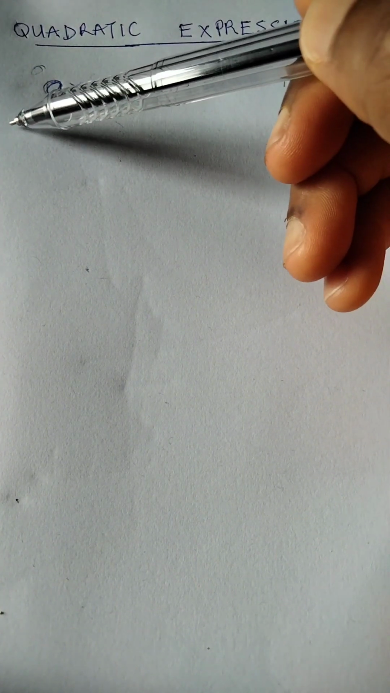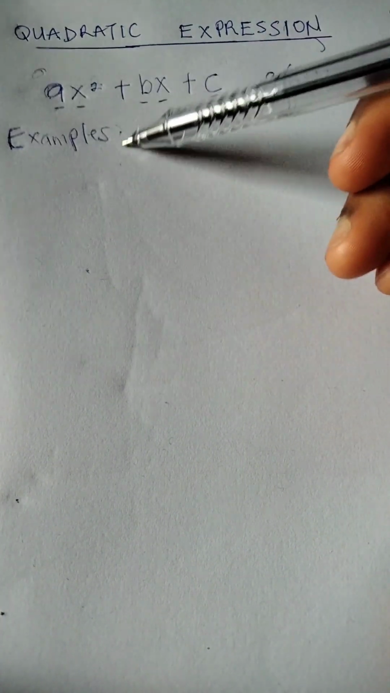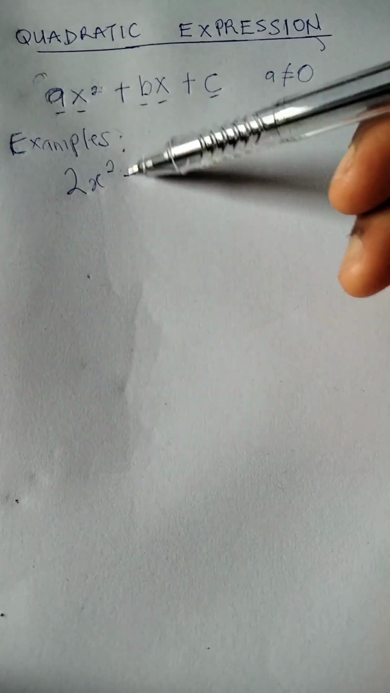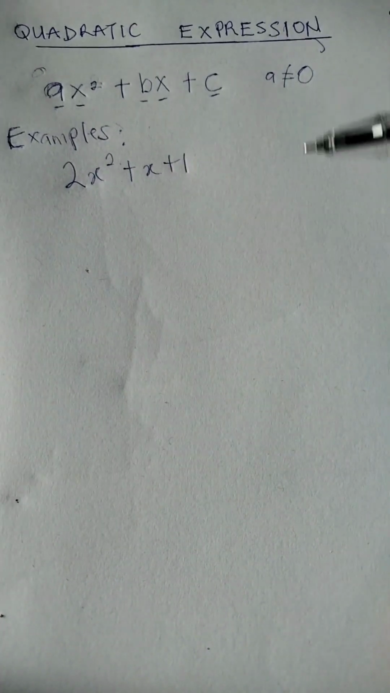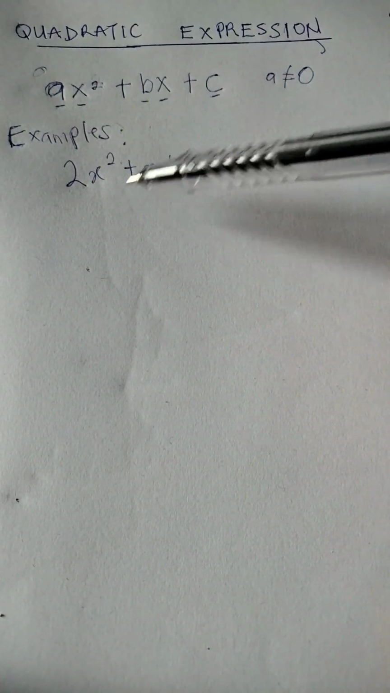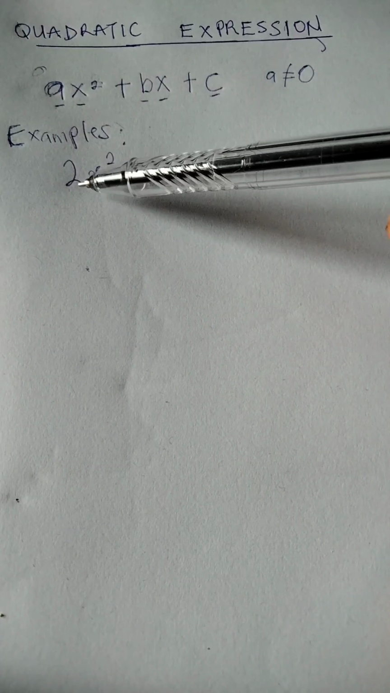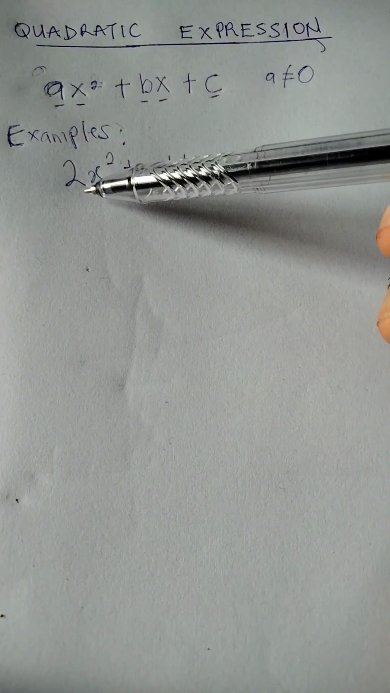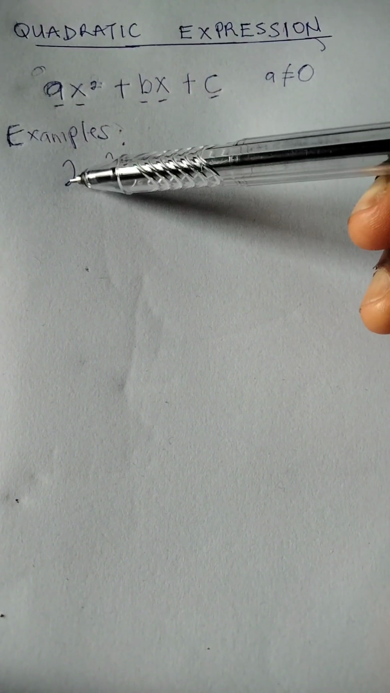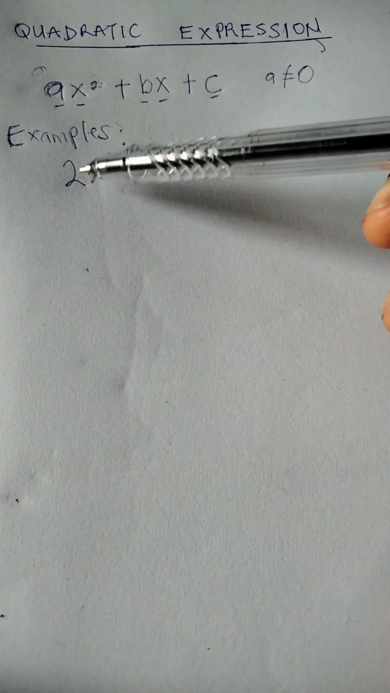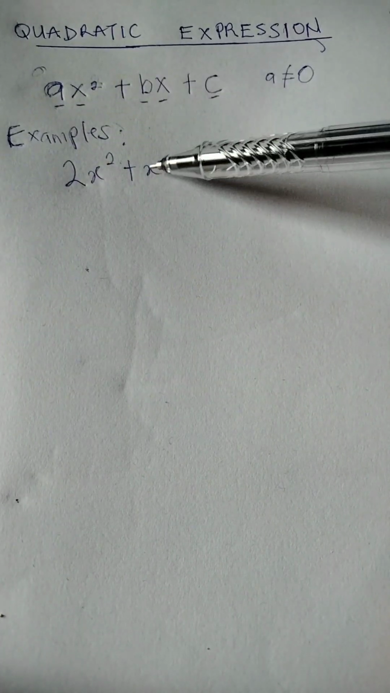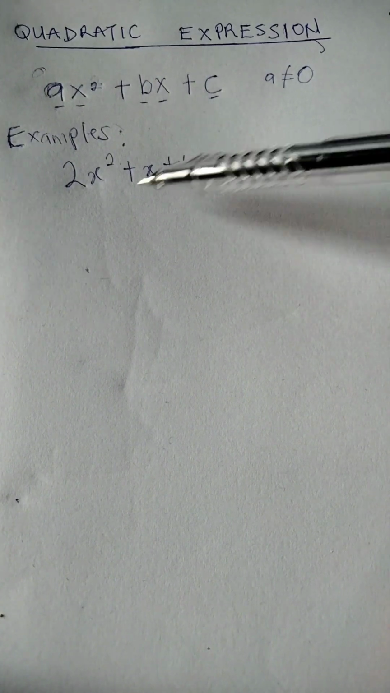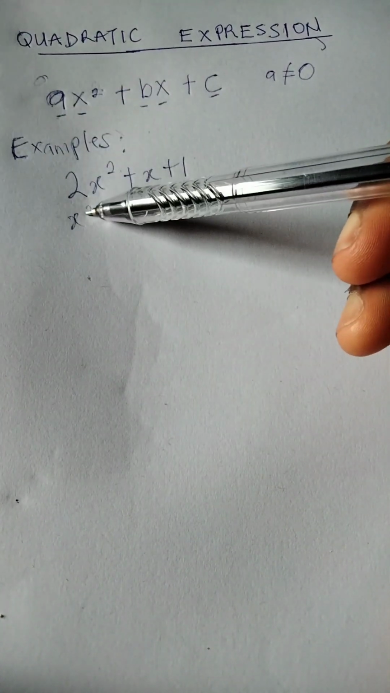Now, how can this come? We can have some examples. We can have 2x squared plus x plus 1. Yes, this is a quadratic expression. Now, if you compare this expression with the general form, you realize that they're actually the same thing, because in this expression, a is 2, b is 1, c is plus 1.